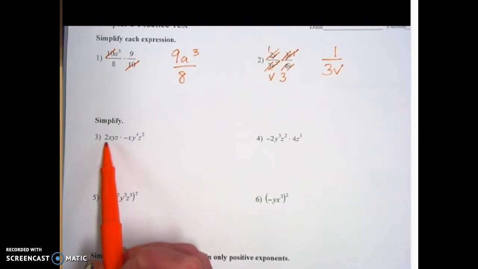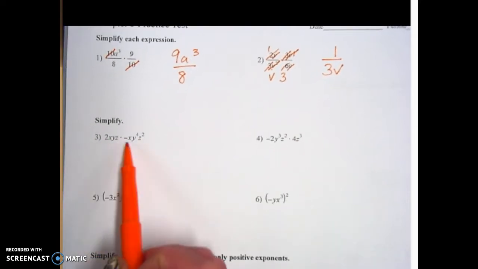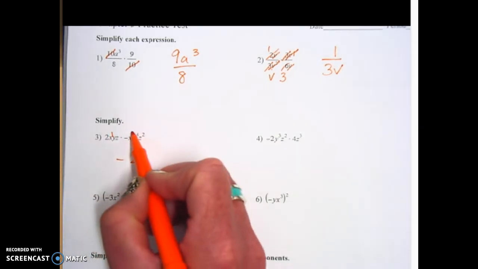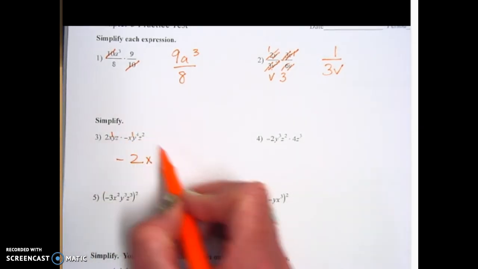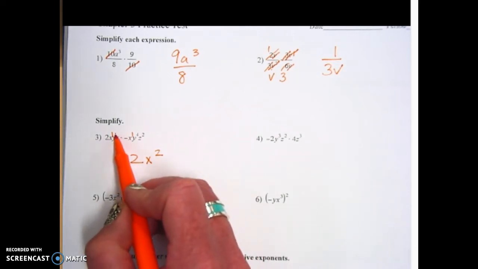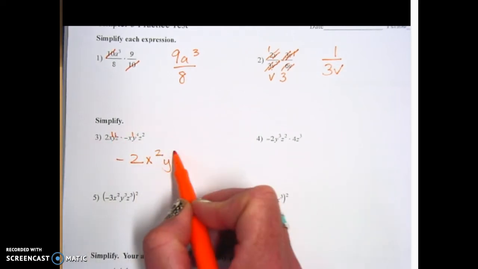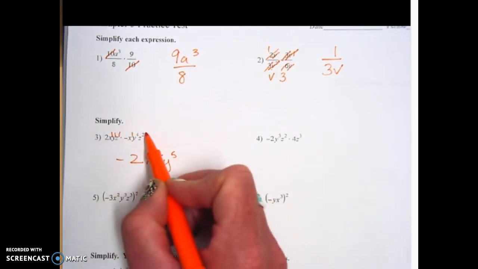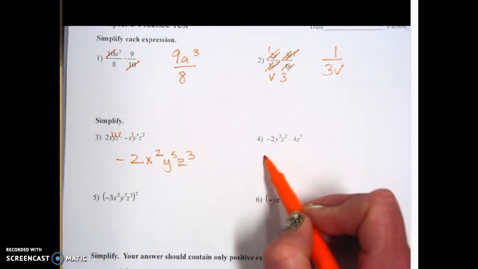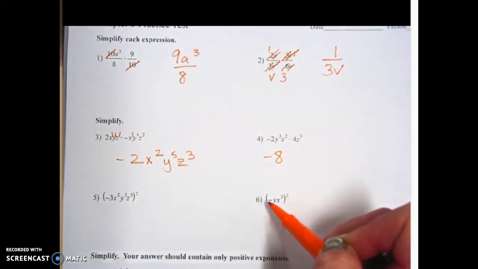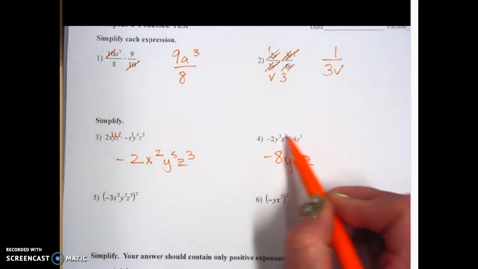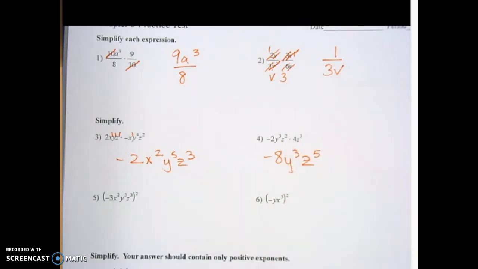Number 3, I've got coefficients of 2 and -1, which gets us to -2. Exponent of 1, exponent of 1, so add those to get x to the second, y to the first and y to the fourth, so y to the fifth, z to the first and z to the second, so z to the third. Multiply the coefficients, we've got -8, got a y to the third, and a z to the 2 plus 3, so z to the fifth.